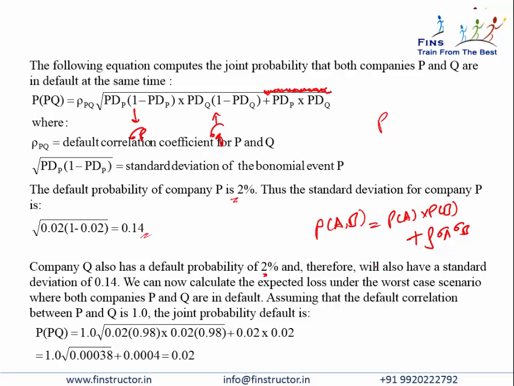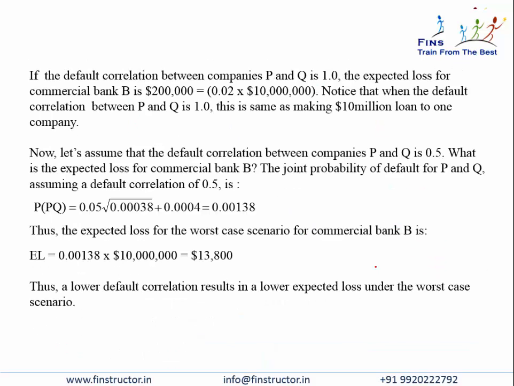That means when P defaults, Q is also likely to default and vice versa. Hence the probability of default of both P and Q will also come out to be nothing but 2%. So in this case we see that the correlation was equal to 1. Hence whether you give to P or you give to Q, it doesn't really matter because both of them default together. So there is no change or no reduction in the risk. So the expected loss will still be equal to 200,000.